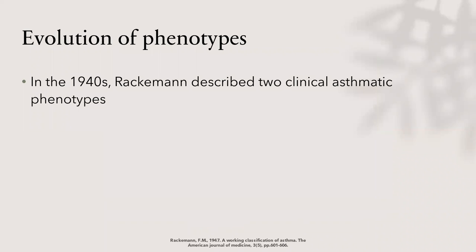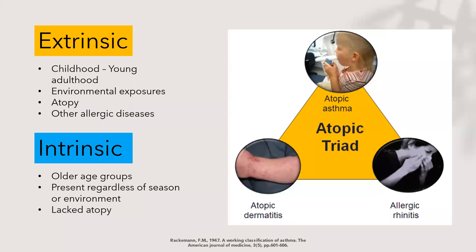And we'll go through first the evolution of those phenotypes. I mentioned back in the 1940s, that's when Rackman described the first two phenotypes, extrinsic and intrinsic. Just to refresh your memory, extrinsic asthma was believed to be due to allergens outside the body associated with environmental exposures, atopy, allergic diseases. Those are all grouped together in that extrinsic form of asthma. Whereas intrinsic was thought to be not related to those things. It was thought to be due to factors within the body.